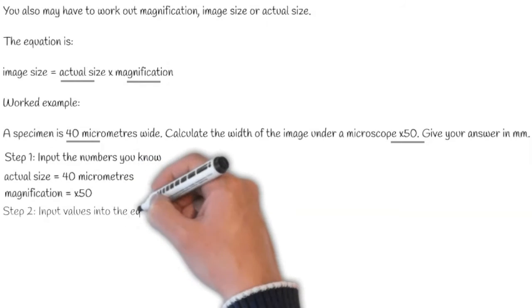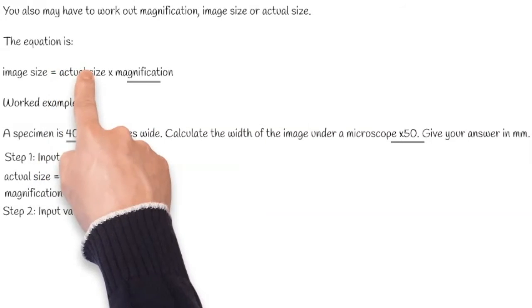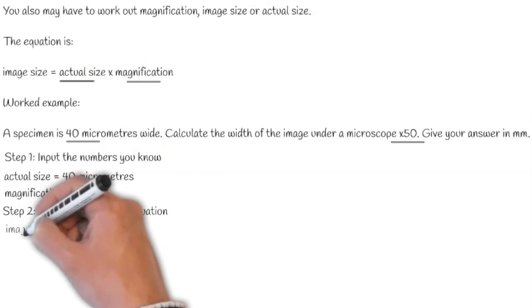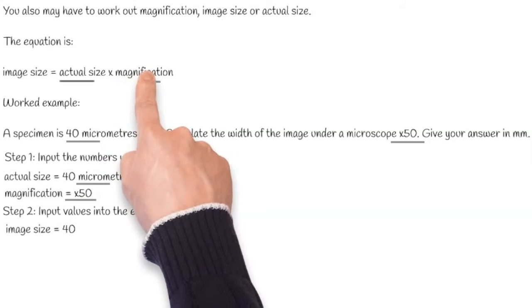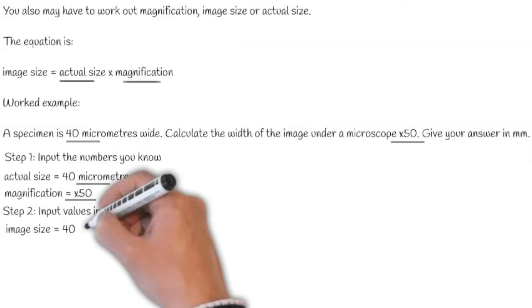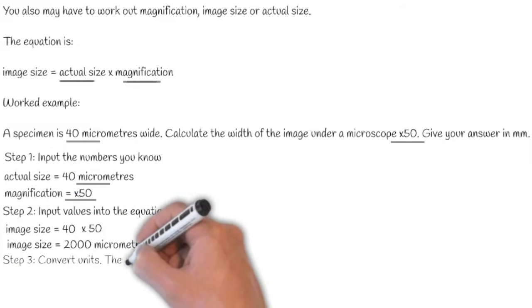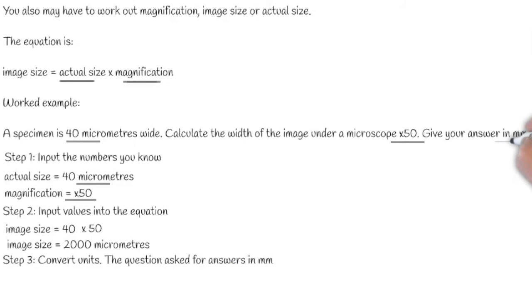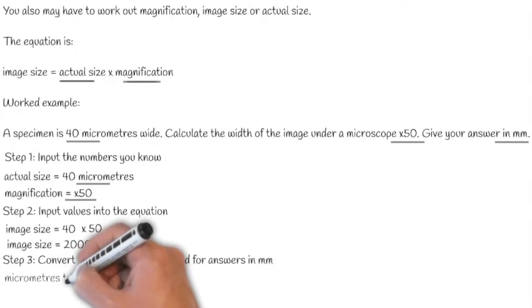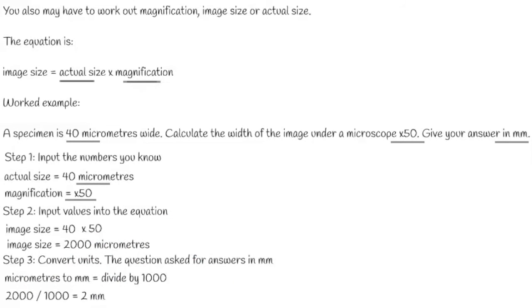Now we can input these values into the equation. We've got 40, which is the actual size. So we're going to write image size equals 40. Then we have 50, which is the magnification. So we can write times 50. And this equates to 2000. However, the question asks us for it in millimeters, so we need to convert our units. You'll remember that to get from micrometers to millimeters, we divide by 1,000. So 2,000 divided by 1,000 equals 2.